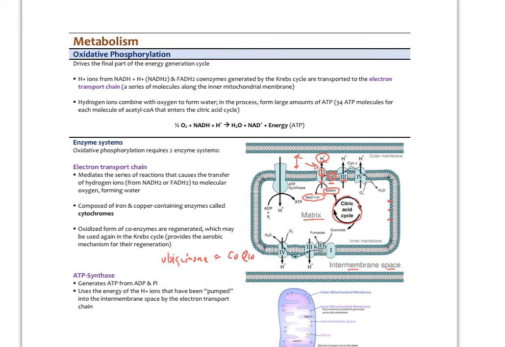CoQ10 has been reduced. It carries the electron to complex 3. Complex 3 also is a series of iron-sulfur complexes and so forth. And the electron is going to be transferred to a second electron carrier called cytochrome C. And hydrogen ions will also be pumped out in that process. Cytochrome C delivers the electrons then to complex 4. And in complex 4, we get the final step where we get hydrogen ions pumped out again.